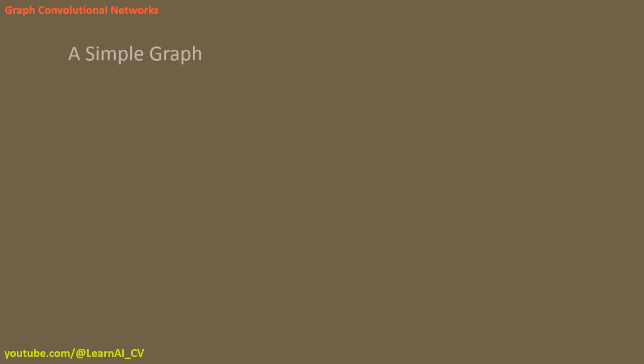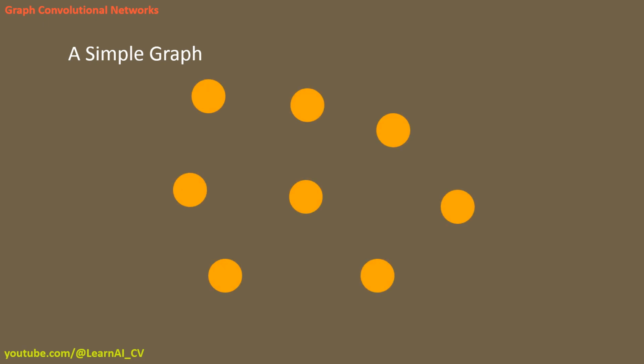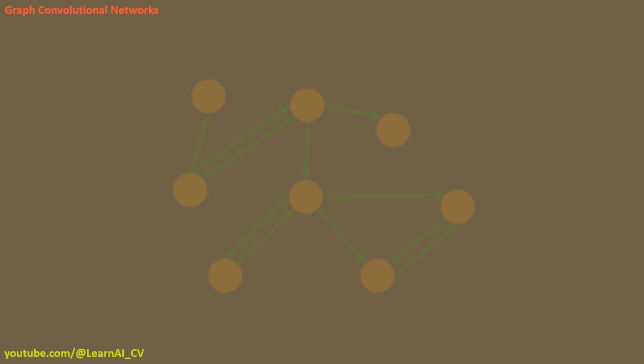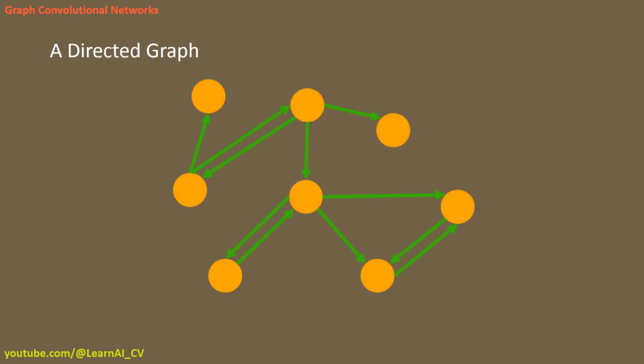A simple graph consists of a set of nodes and a set of undirected edges. All nodes and all edges in a simple graph are of the same type. A graph with directed edges is called a directed graph.